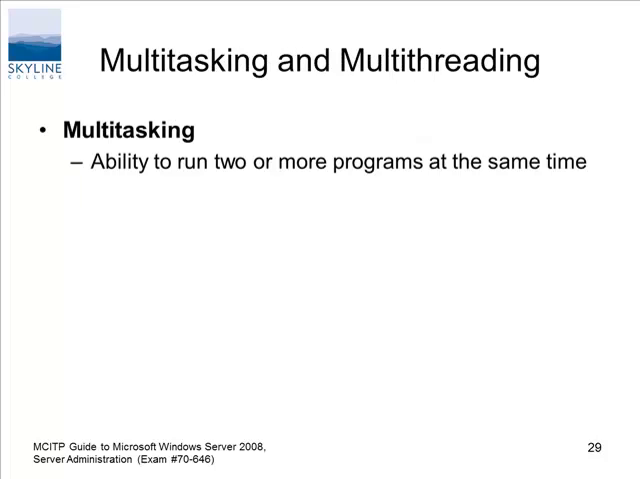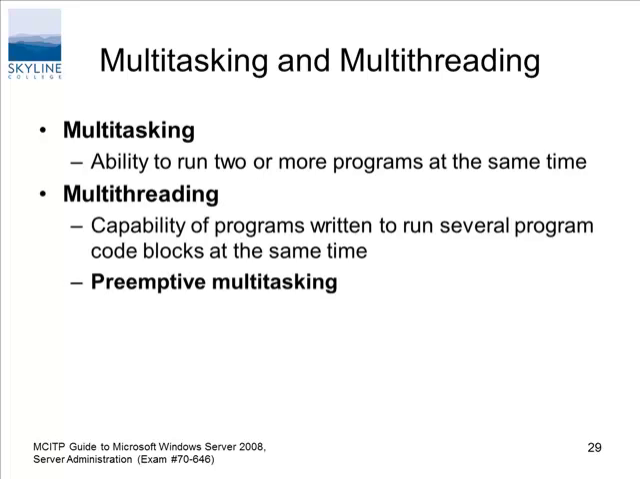Multitasking, the ability to run two or more programs at the same time. Multithreading, the capability of programs written to run several program code blocks at the same time. Back to the run out of gas and there's four people in the car. Start pushing. Who? All of them? No, three of them. That's multithreading. We're trying to accomplish the same task. Now that's obviously not technically correct, but hopefully it helps visualize what's going on.